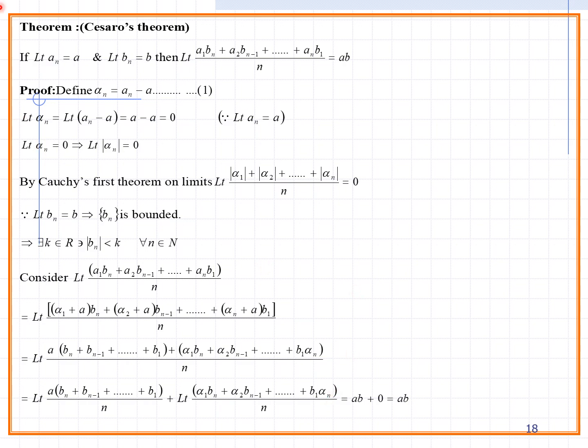So limit a_n equals a, limit b_n equals b, then limit (a_1 b_n plus a_2 b_(n-1) plus so on, a_n b_1) by n equals ab.